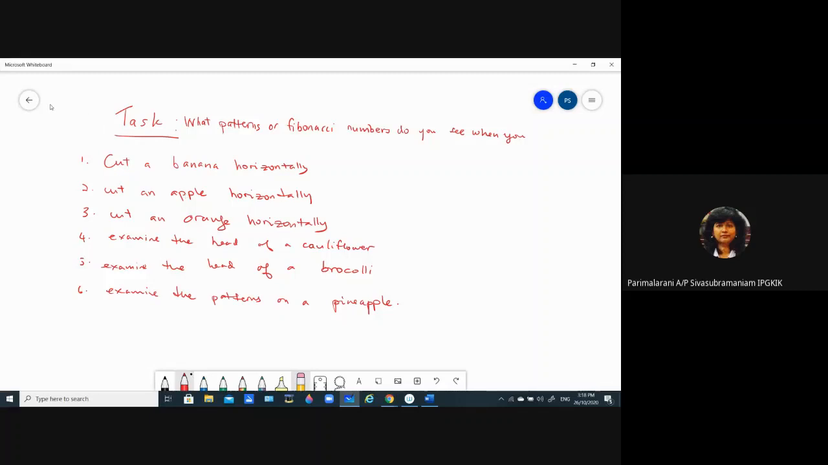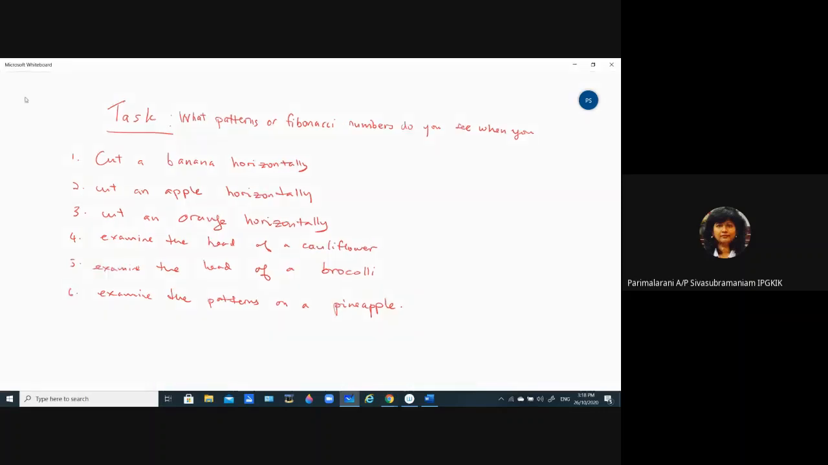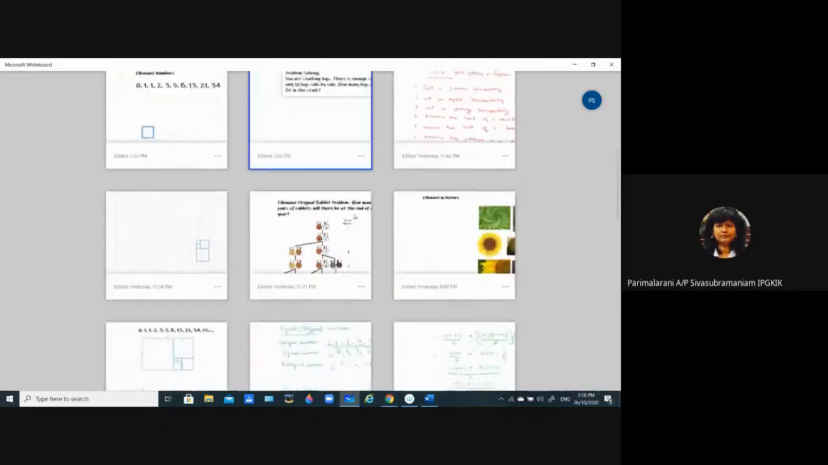Any other questions regarding this topic? So we have finished with the number patterns already.